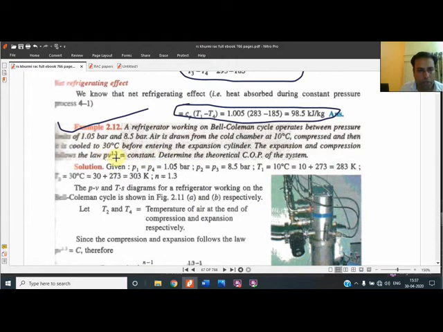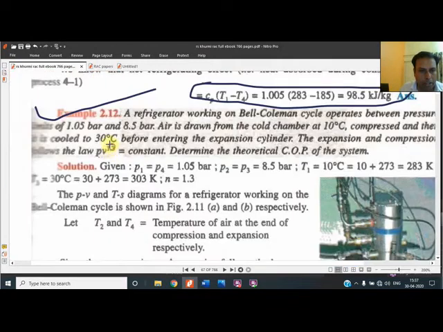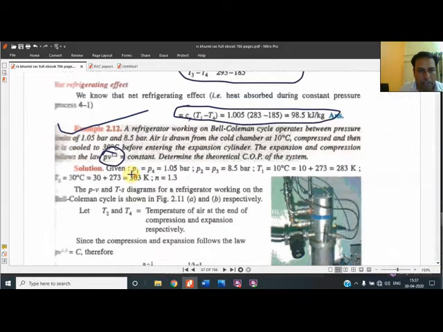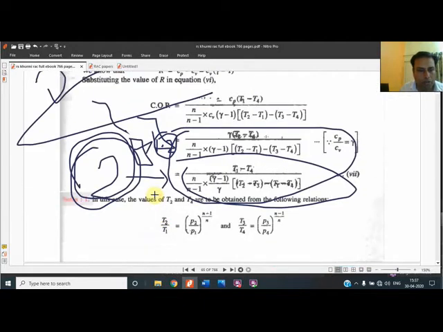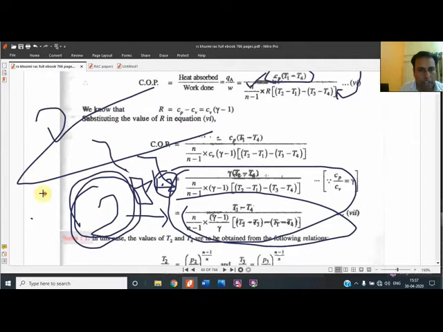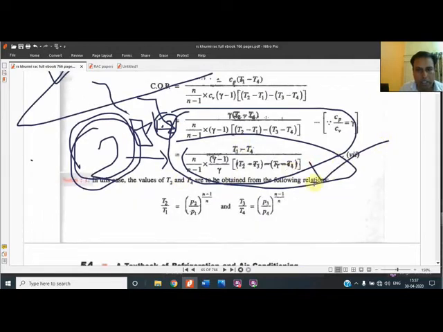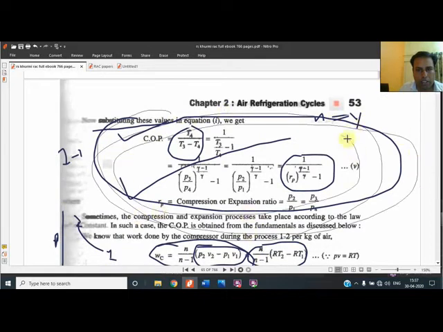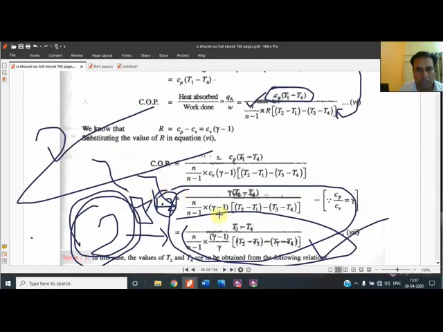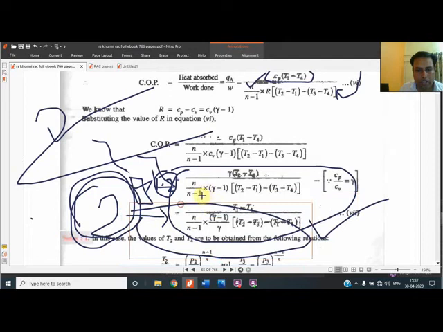Expansion and compression both take place by a single law. This time the value is not 1.4, it is 1.3. Whenever the index value is other than gamma, not equal to gamma, then the second formula is to be used. I have told you the second formula is to be used. There are only two formulas. The first one was this, and this is the second one.